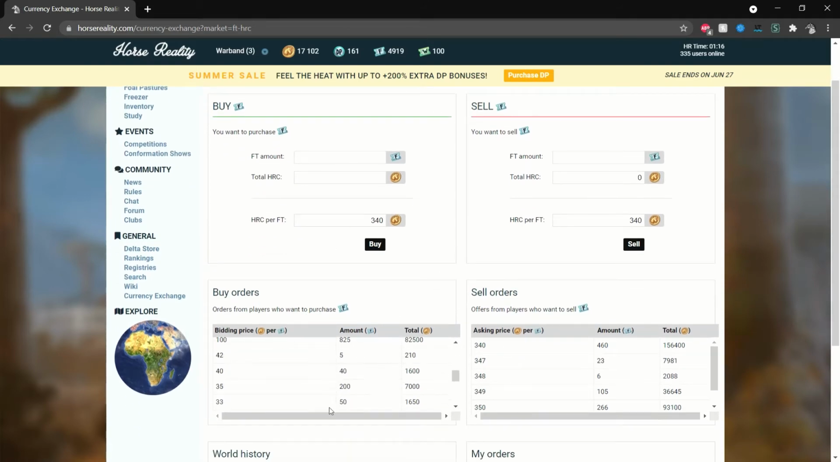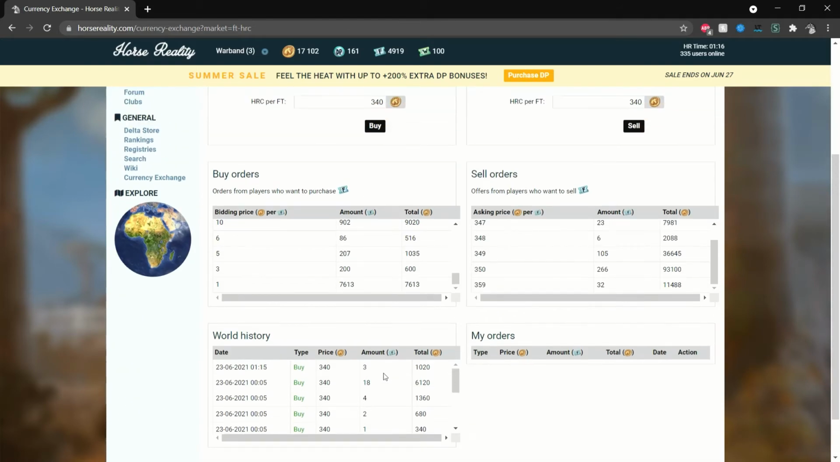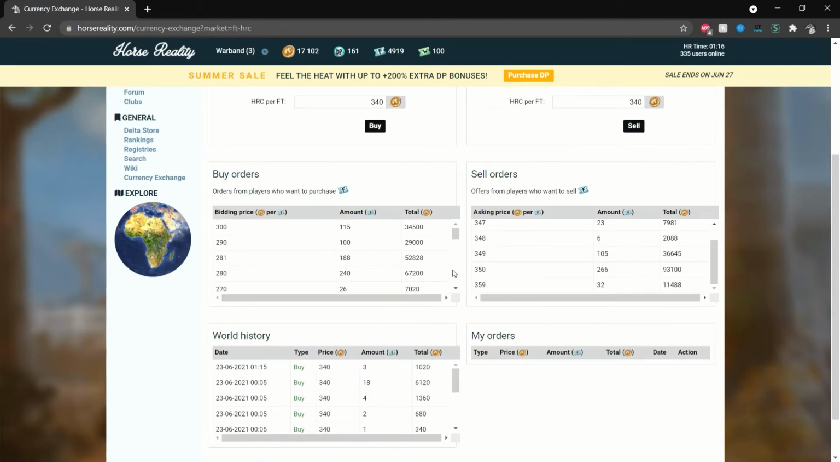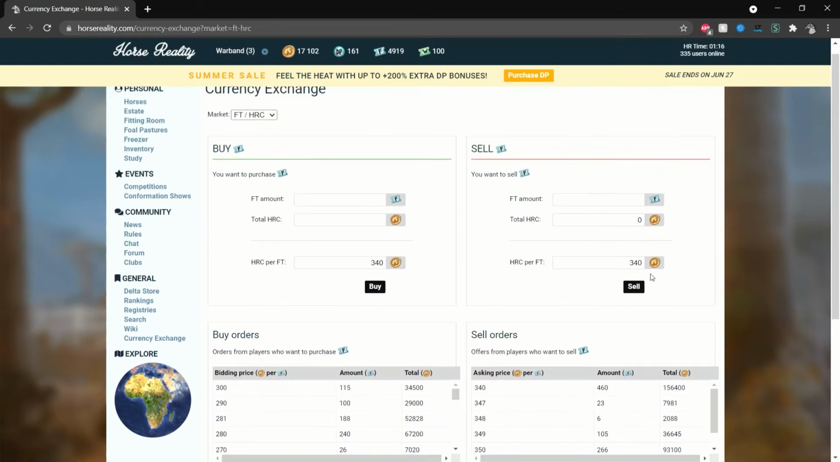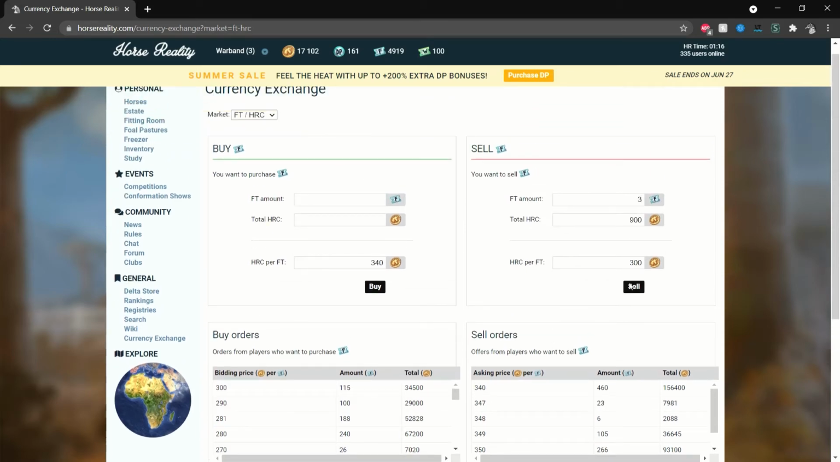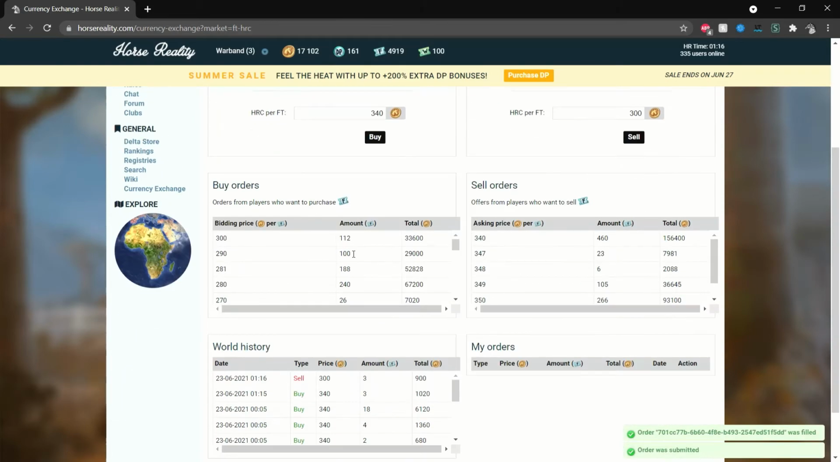So I just bought 3 FT at 340. If I wanted to sell those 3 immediately, I would have to sell at the lowest common denominator over here, which is 300. So I'm going to put in 300, and I'm going to sell 3. And when I press sell, this number should become 112. See, it went to 112 right here.